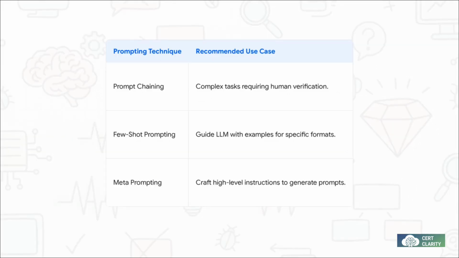This is pure exam gold. You are going to get scenario questions that ask you to pick the right technique. Here's how to remember them. Use prompt chaining for complex, multi-step tasks. Use few-shot prompting when you need a very specific format, so you give it a few examples. And use meta-prompting when you want the AI to help you write better prompts.